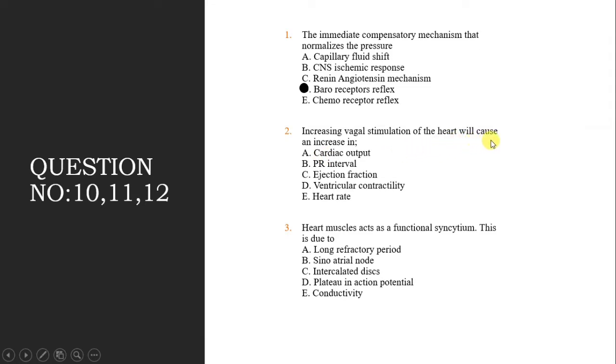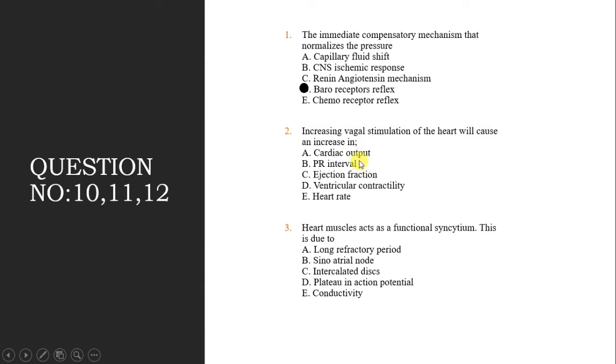Increasing vagal stimulation of the heart will cause an increase in which of the following: cardiac output, PR interval, ejection fraction, ventricular contractility, heart rate. The vagus nerve basically causes the parasympathetic effect on the heart. So when there is a parasympathetic effect on the heart, it will lead to a decrease in heart rate, a decrease in cardiac output, a decrease in ejection fraction, but an increase in the PR interval.